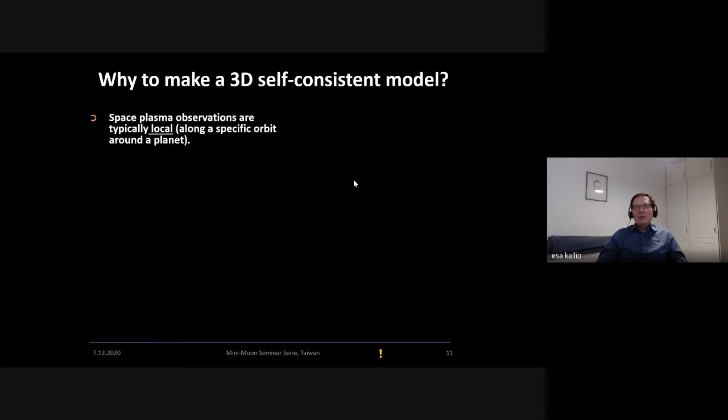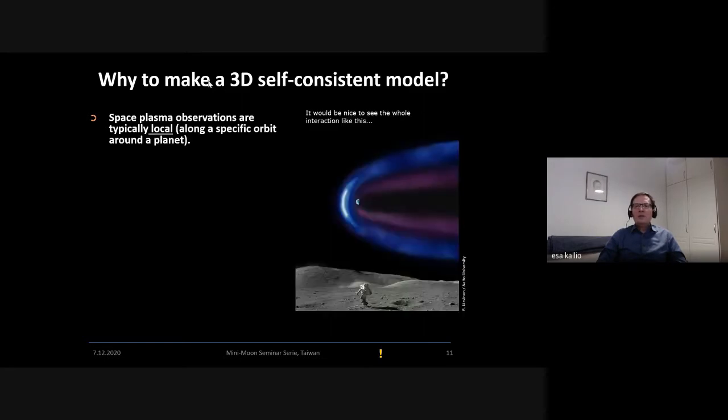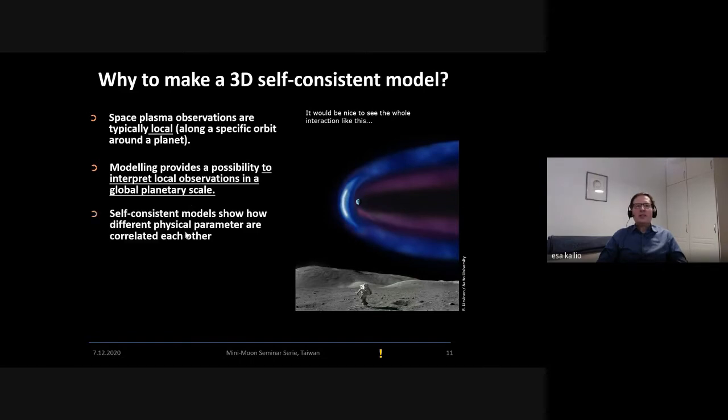And okay, why make a self-consistent 3D model? One reason is that the data is typically in situ. Let's say we can get the properties of electrons or ions or the magnetic field and the electric field at the point where the spacecraft is. But if we would like to use that information in the most effective way and get global 3D information or knowledge about the system, the only possibility is to make a simulation to really see it on the planet scale.